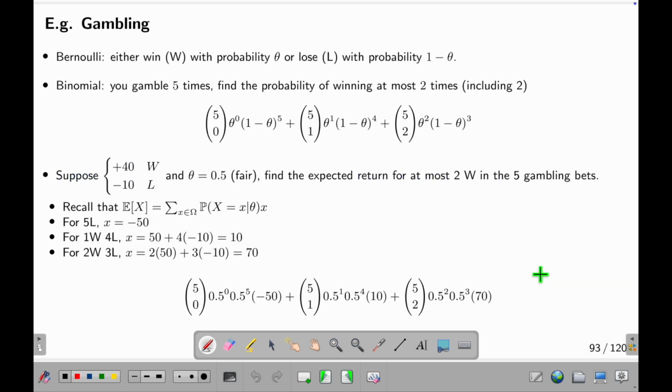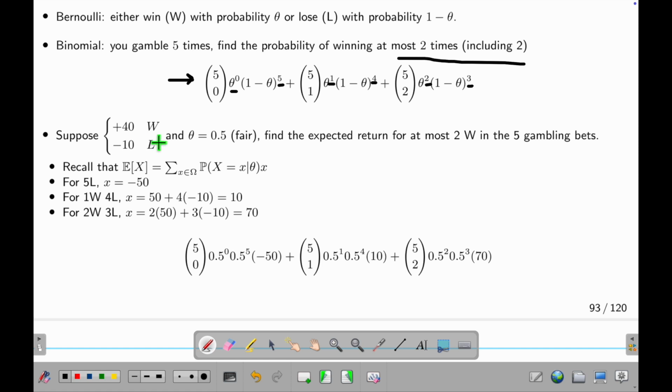Then here's the example. What's Bernoulli? You either win or lose. And now suppose you gamble 5 times. What's the probability of winning at most 2 times? Then what is this? Win nothing, lose 5 times: 5 choose 0. Win 1 time, lose 4 times. Win 2 times, lose 3 times. Multiply by 5 choose 1 and 5 choose 2. Then you get this number. And you plug in those thetas, you get the probability of gambling 5 times and winning at most 2 times, and this gives you a number.